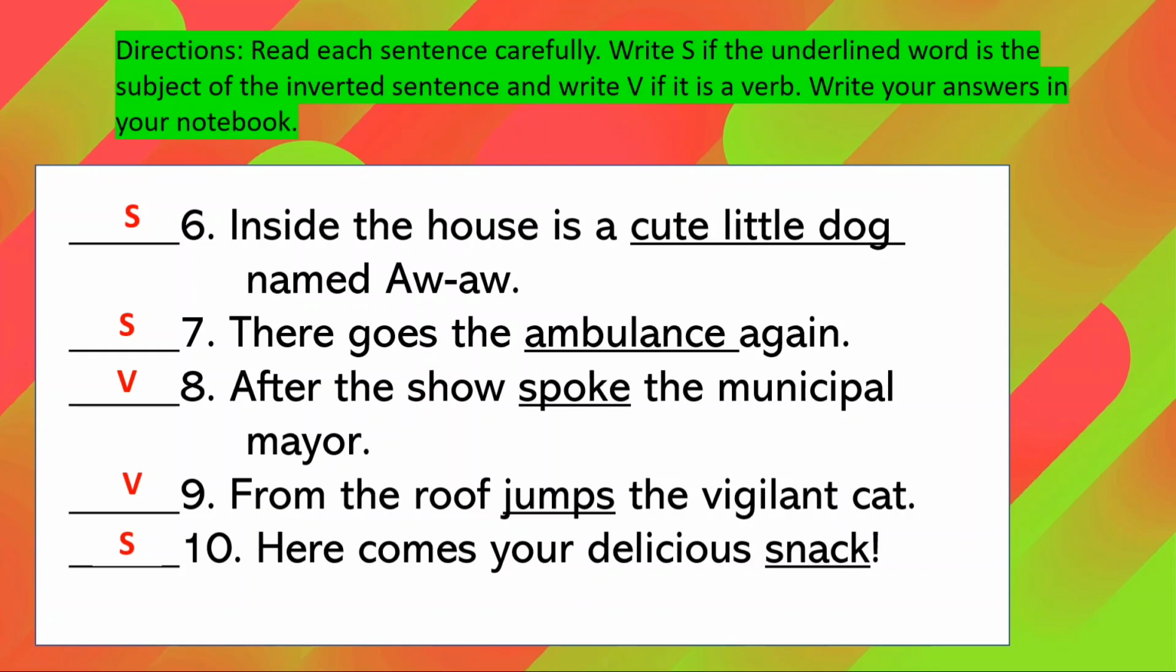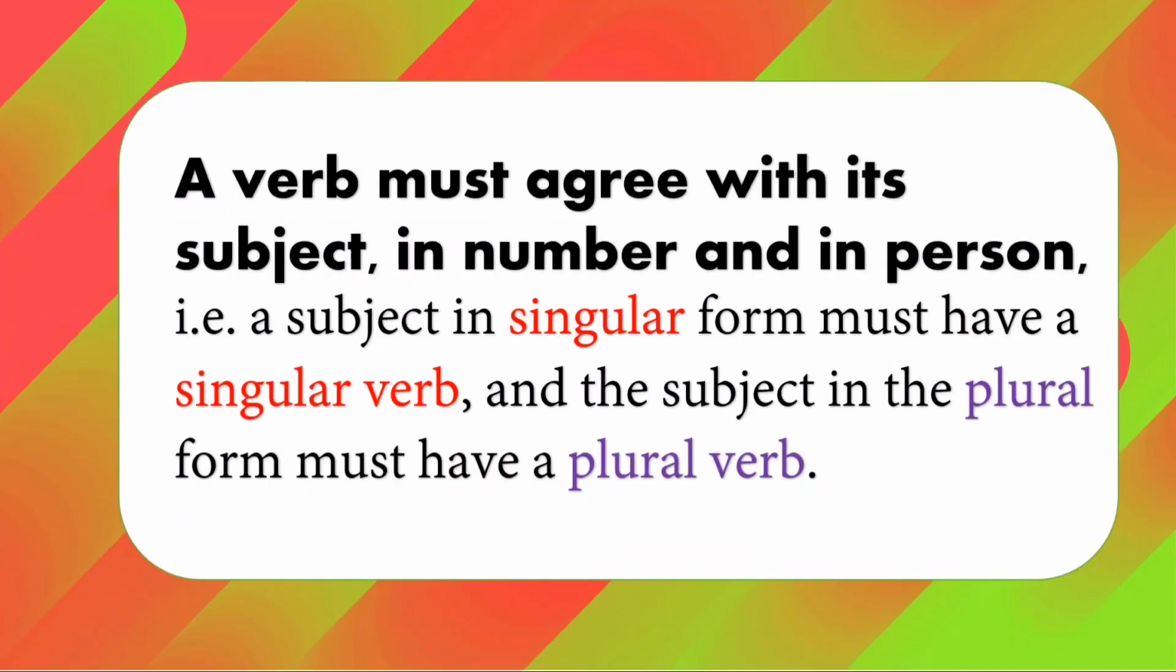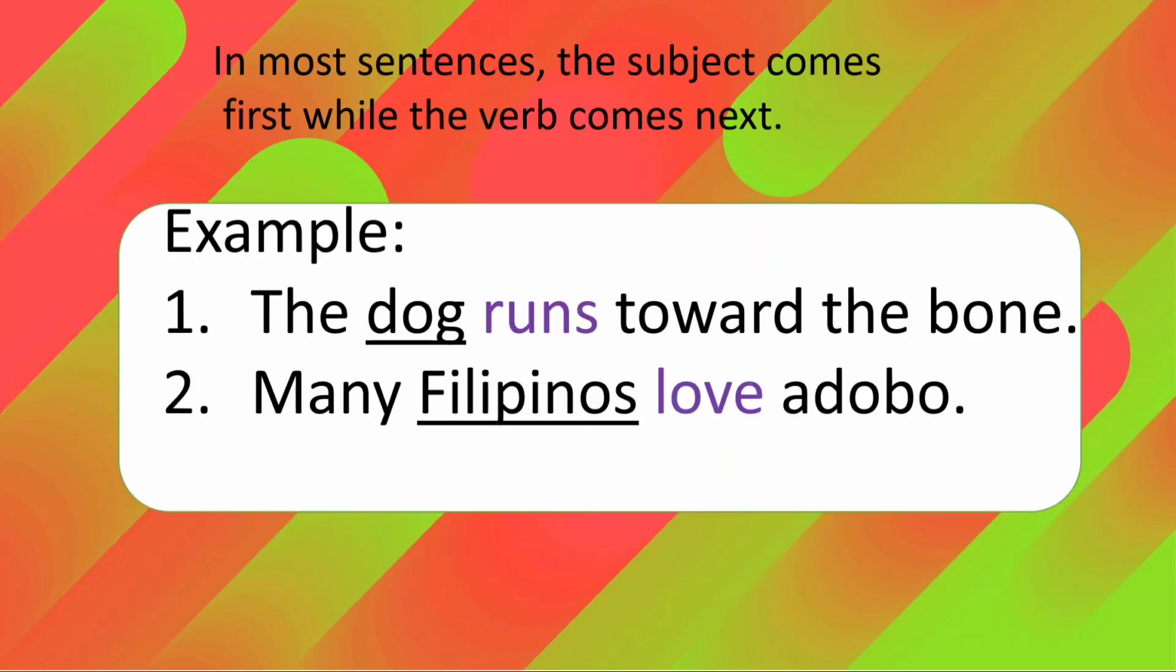Were you able to identify the subject and the verb easily? Why? Why not? Take note that a verb must agree with its subject in number and in person. For instance, a subject in singular form must have a singular verb, and the subject in the plural form must have a plural verb. In most sentences, the subject comes first while the verb comes next.